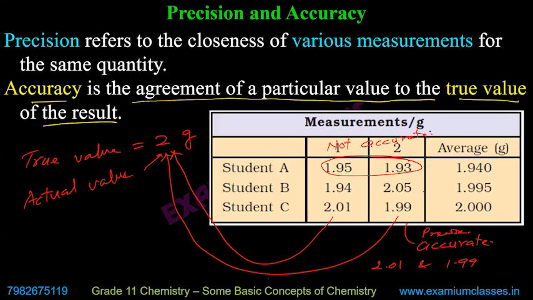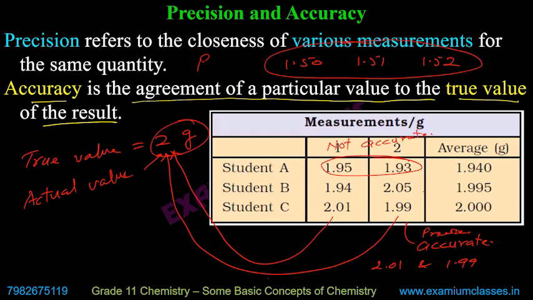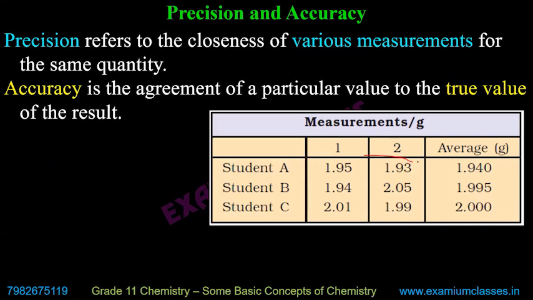So if you have readings, for example, for 2 grams, you have readings 1.5 and 1.51, 1.52. These readings are far away from accuracy because the actual value is 2, but still these are precise. Why are these precise? Because these are close to each other. So if I consider these ones, these are not accurate, not precise, too much precise. Okay. There is a reason. I'll tell you why I'm calling this one not precise and I'm calling this one precise also, although the difference is 0.02 in both.